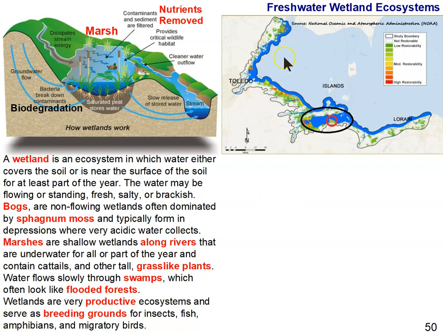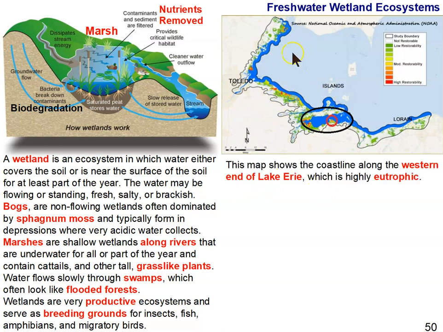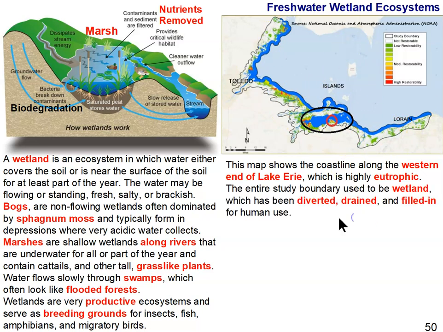So I want to relate what we're learning to Lake Erie, because Lake Erie is not far from us. And what we're looking at here is the western end of Lake Erie. This is the western basin, which is the shallowest part of the lake, and the part of the lake that's in the most trouble in terms of eutrophication. This map came from a study that was done concerning the wetlands along the shore of the lake, along the eastern end here. And the outline here represents area that once was wetland.